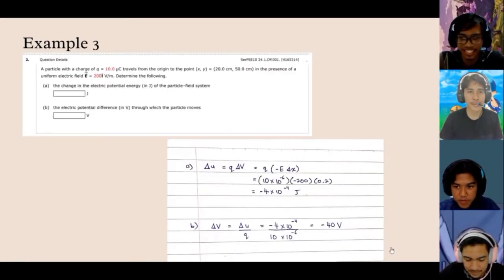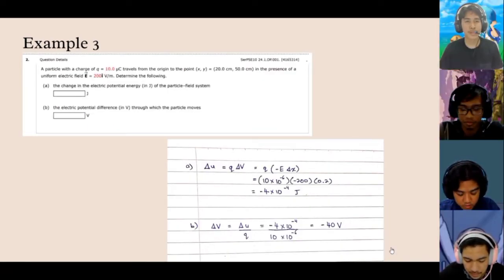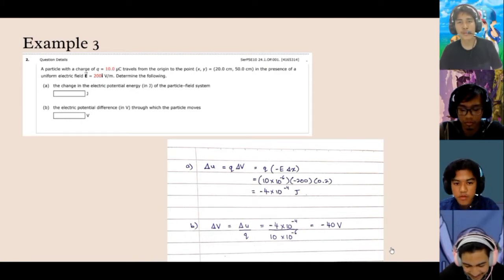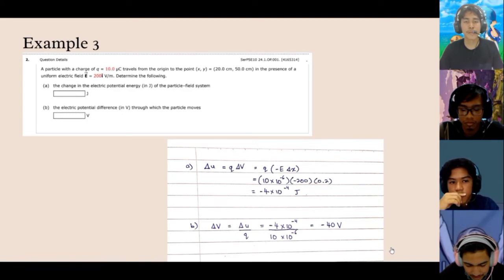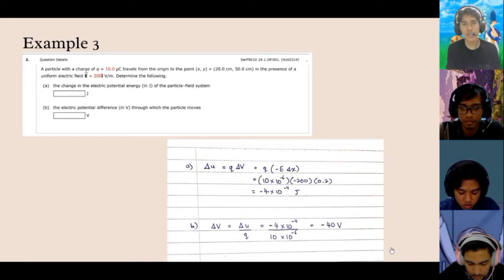So for my question, let's go through the question. A particle with a charge of Q equal to 10.0 microcoulomb travels from the origin to the point (x, y) equal to (20.0 cm, 50.0 cm) in the presence of a uniform electric field E equal to 200 i volt per meter. Determine the following. Let's go through A first. Question A: determine the change in the electric potential energy, in joule, of the particle-field system.